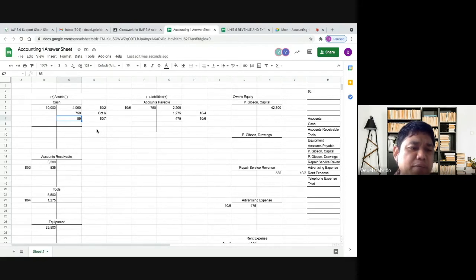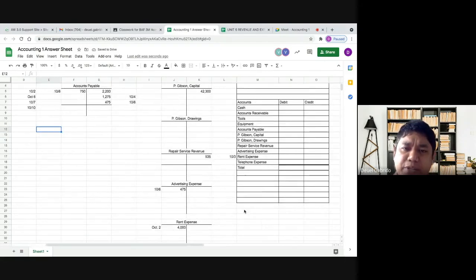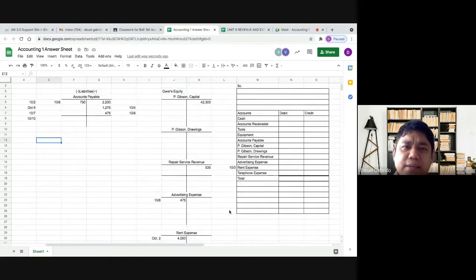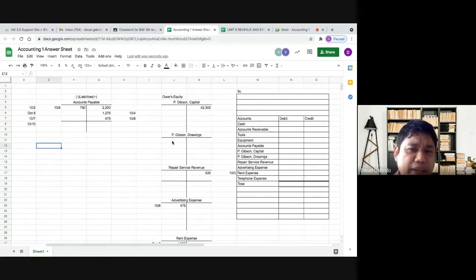Okay, 10th. The owner, P. Gibson, withdrew $500 for his own use. So what's going to happen to our cash? Of course, the business cash will go down by 500. And this is 10/10. And what part of the owner's equity is that, guys? Personal use is called the owner's drawings. And drawings are always on the debit. So 500 over here.